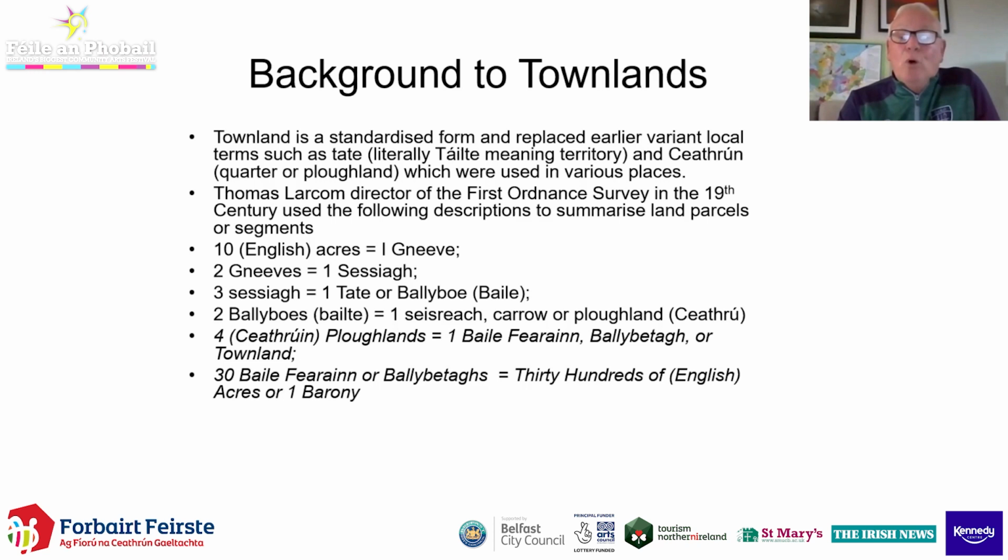Ballybows became balcha, and that equals one sheshrach, a carrow or a ploughland. And then four cathrún, which were ploughlands, becomes a balia farthan or a balia betta. And a balia betta just means a town of a beast or of cattle. And then 30 balia farthan or balia bettas equals 300s of English acres or a barony. So that's the way they make them up.